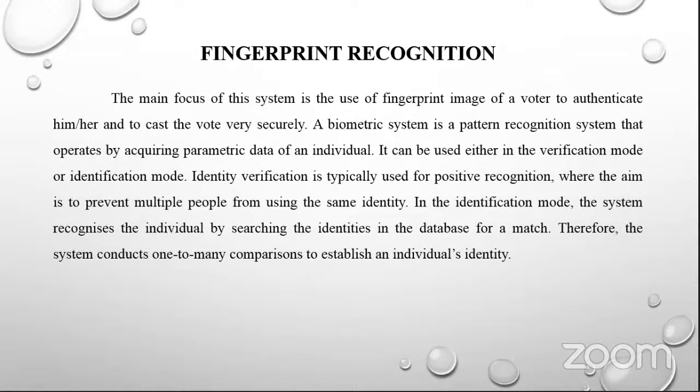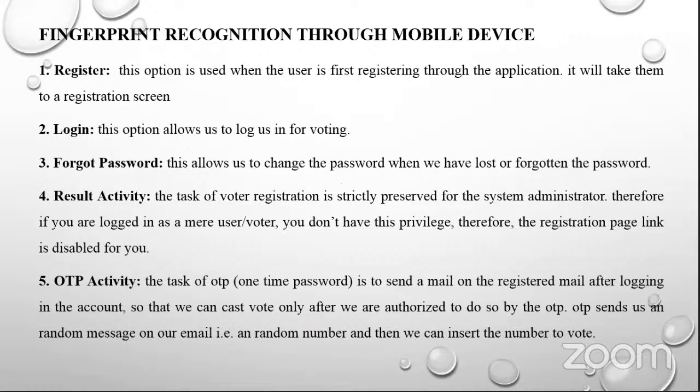What is meant by the major part of fingerprint and fingerprint recognition? Fingerprint recognition is nothing but a biometric pattern recognition system that operates on parametric data of an individual. It can be done in either verification or identification mode. Identification mode is searching for identities in the database. Verification is preventing multiple people from voting using the same identity through a mobile device.